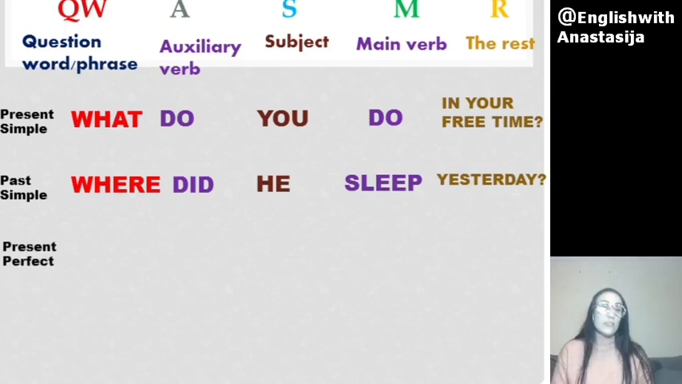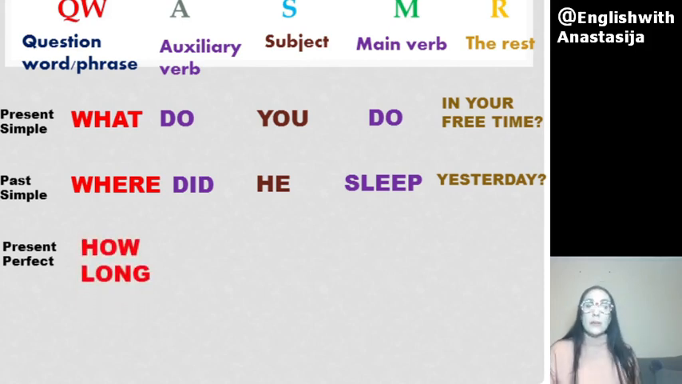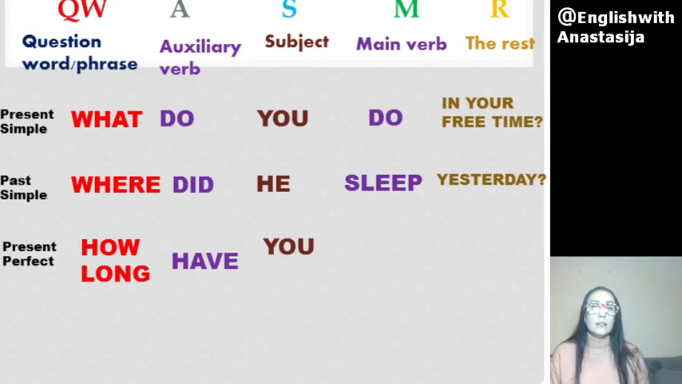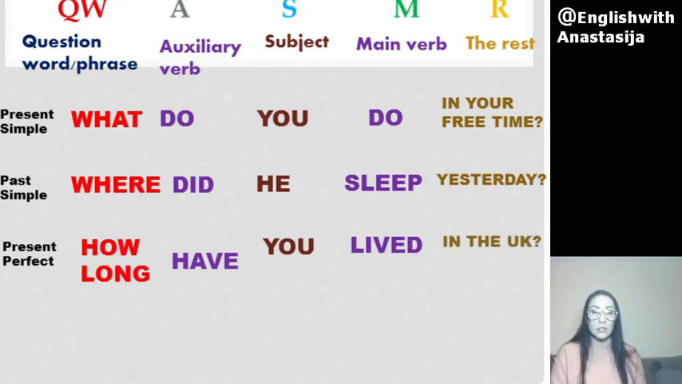Okay. Present perfect. Does this work with present perfect? Yes, it does. Let's have a look. The question phrase, how long? Auxiliary verb, have. As you know, in present perfect, the auxiliary verb is have or has. In this case, the subject is you, so the auxiliary verb is have. How long have you lived in the UK? And here's our question in the present perfect tense.